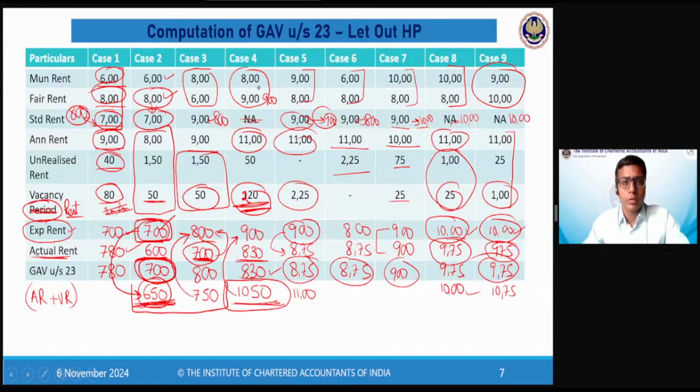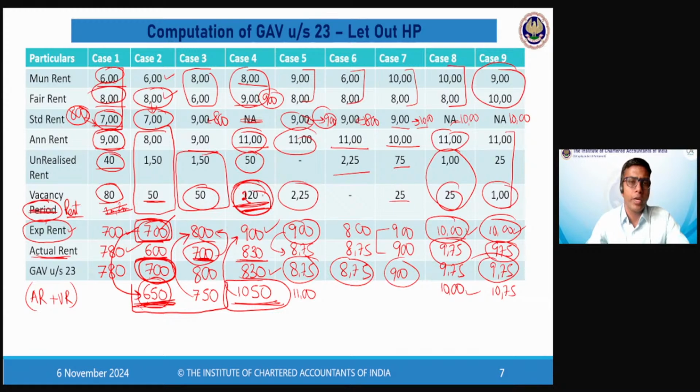Case 4: 800 and 900, whichever is higher, 900; there is no standard rent. So this is 900. Now this is 1100, this is 50, but I have changed this to 220. I think Vinuta, you are still solving by the original question. So solve it by this revised figure, 220 compared with 50. Then maybe you will not have a problem if you take 220 compared with it, right?